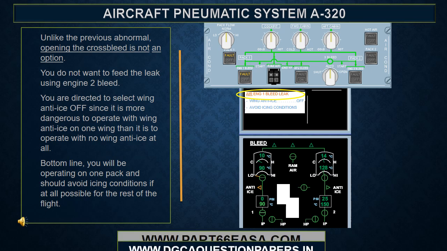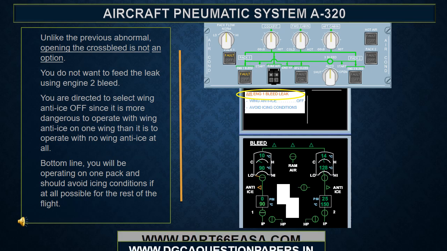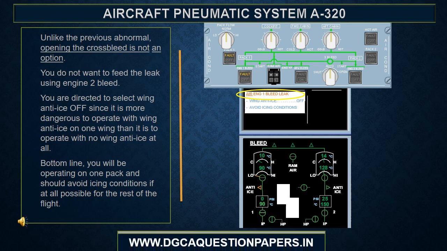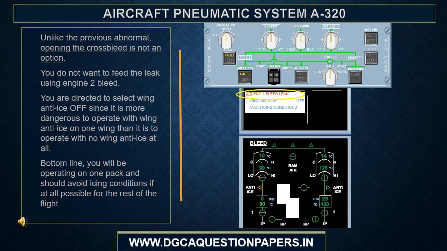You are directed to select wing anti-ice off since it is more dangerous to operate with wing anti-ice on one wing than it is to operate with no wing anti-ice at all. Bottom line, you will be operating on one pack and should avoid icing conditions if at all possible for the rest of the flight.